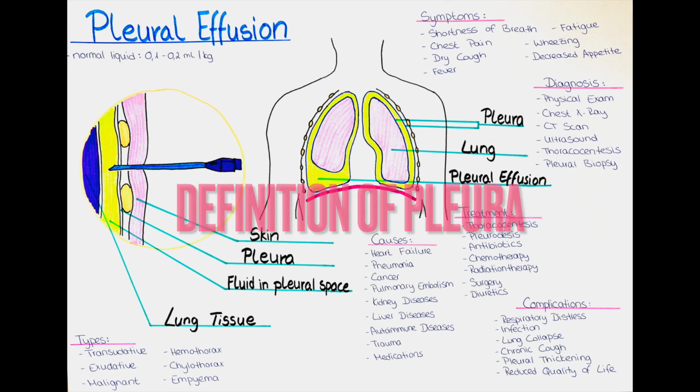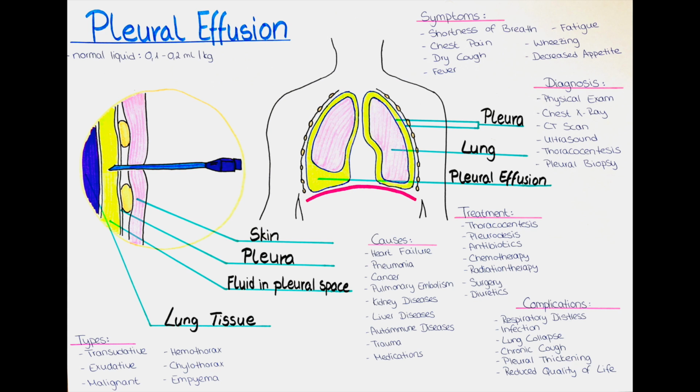What is the pleura? The pleura is a thin membrane that lines the chest cavity and covers the lungs. It consists of two layers, the visceral pleura, which is the inner layer that covers the lungs, and the parietal pleura, which is the outer layer that lines the chest cavity. Between the two layers is a small amount of fluid that acts as a lubricant, allowing the two layers to slide smoothly over each other during breathing.